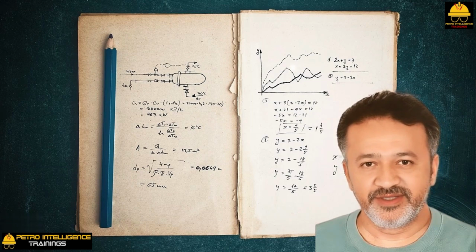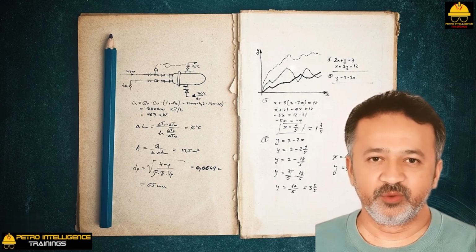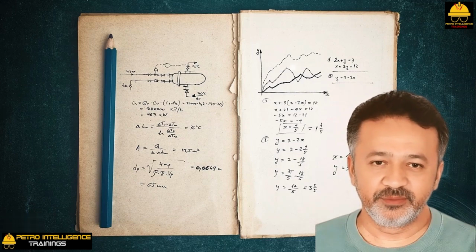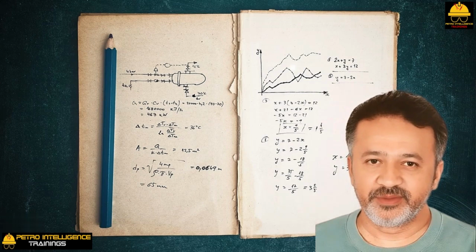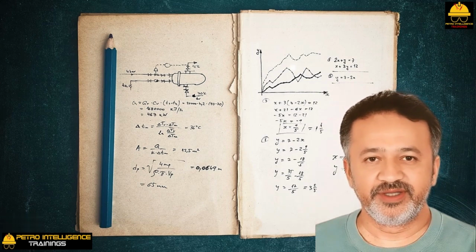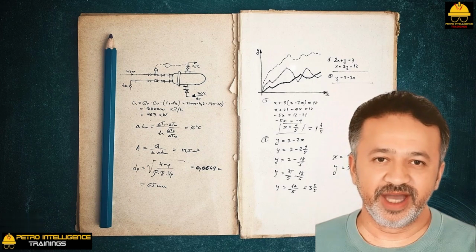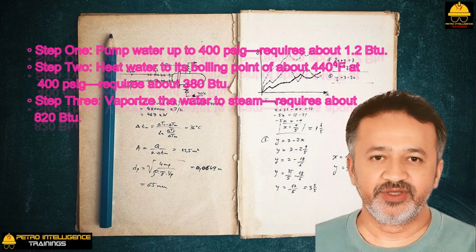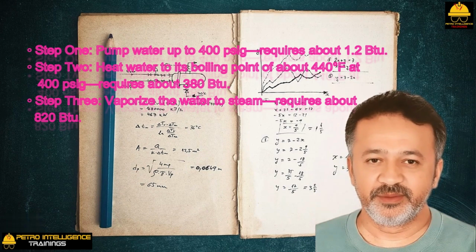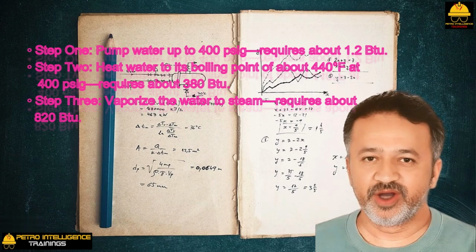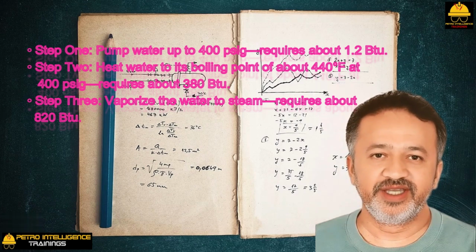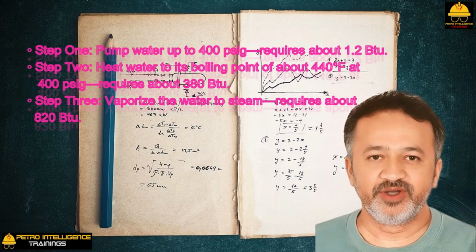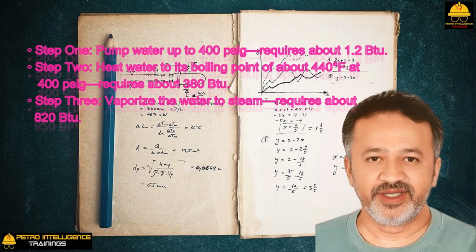The source of steam velocity. Let's assume I wish to generate 1 pound of saturated 400 psi steam in a boiler. I'll be starting with a pound of water at 60 degrees Fahrenheit and atmospheric pressure. I'll do this in 3 steps and express the energy required for each step in BTU. Step 1, pump water up to 400 psi requires about 1.2 BTU. Step 2, heat water to its boiling point of about 440 degrees Fahrenheit at 400 psi requires about 380 BTU. Step 3, vaporize the water to steam requires about 820 BTU.